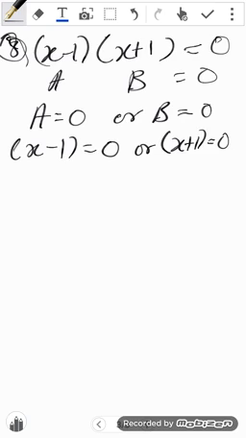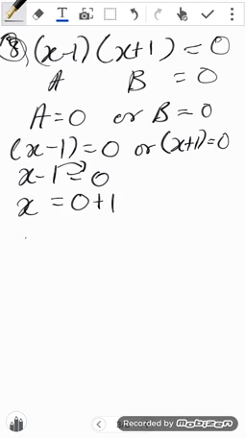So you solve for x in the first equation by causing the 1 here to cross the equal sign. Whatever crosses the equal sign, we change its sign from positive to negative, from negative to positive. So we'll be having x this side being equal to 0 plus 1, which is 1. This is the first value of x.